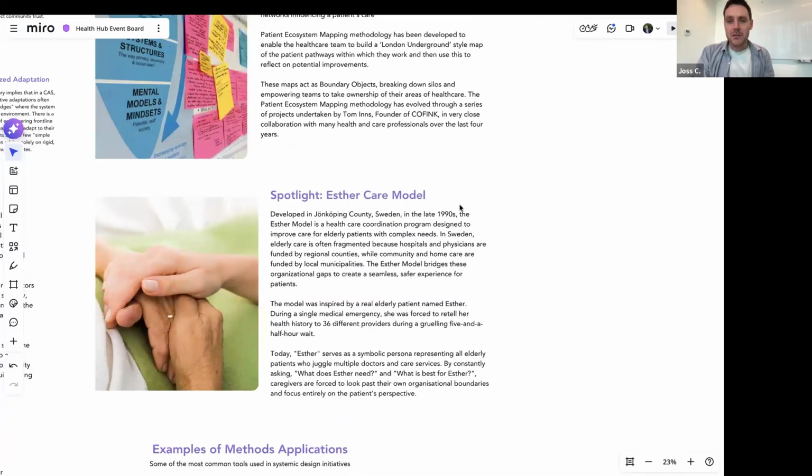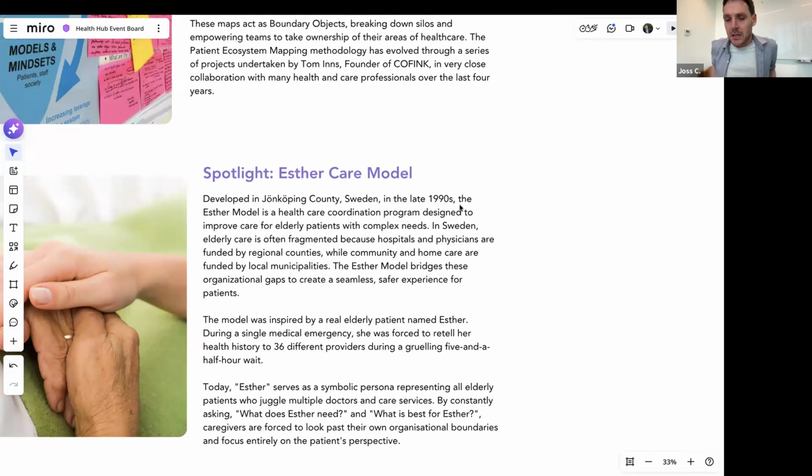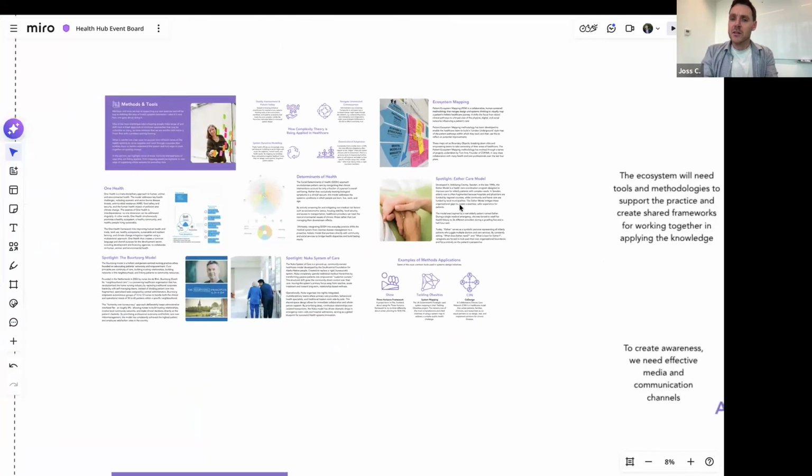Interesting one here. Esther Care Model came out of Sweden in the 1990s. Not sure if you're familiar with it, but I think it's a theoretical, or whether it's real, experience of this person called Esther, who serves as a symbolic persona representing all the elderly patients who juggle multiple doctors and care services. And the idea is they take an approach where they put Esther at the center of the whole experience and always have her thoughts in mind, she being a symbolic elderly patient. And is this contributing to helping her, and I guess it's patient-centric in some sense. And that's one case study or little illustration from Sweden.